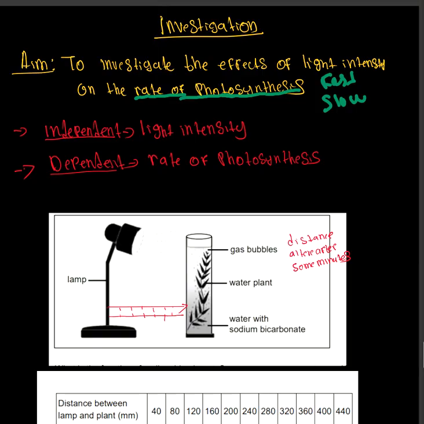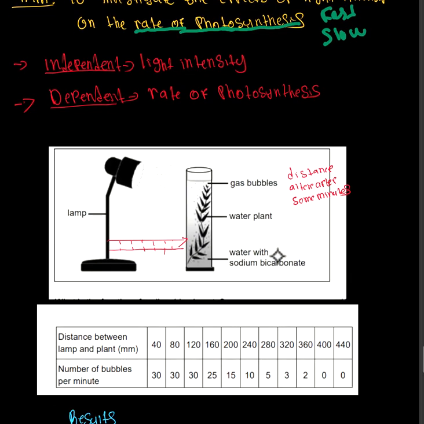So let's look at this table. At this table, we have the distance between the lamp and the plants. As the lamp moves, the place is now 40. At 80 it is moving away, at 120 it is moving away. So as it is moving away, the number of the bubbles decreases. There will not be many bubbles formed. At 120, the number of bubbles remains 30. As it moves to 160 away, the number of bubbles decreases to 25.